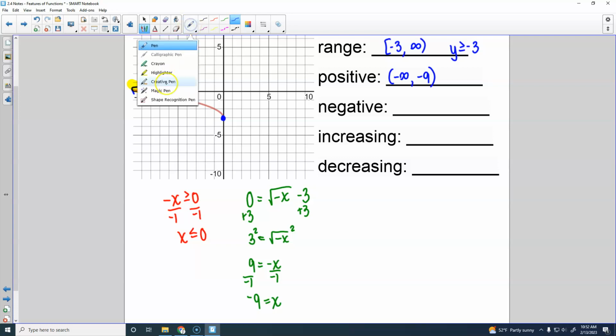Our graph is going to be negative for this section of the graph, which is going to be from negative 9, where we just were, up until we get to our x-coordinate here, which is 0. And we do use a bracket with that because 0 is included and it is below the x-axis.